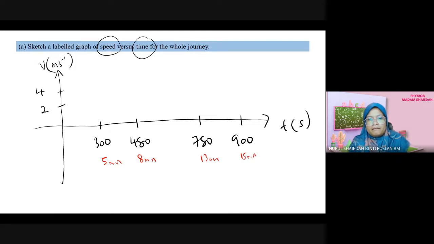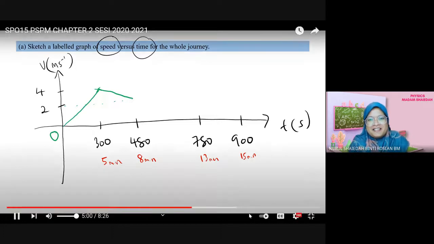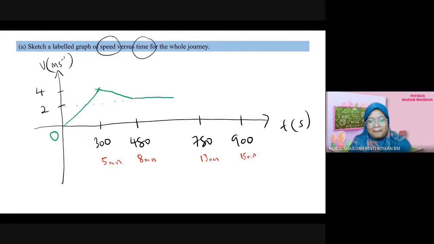Okay, so how does the graph look like? The student starts from initial velocity 0, and then it reaches 4. So the graph is a straight line because it's constant acceleration. And then what happened? It decelerates until it's 2. Then it continues with constant speed, and decelerates to 0 again. So this is how your graph looks like.